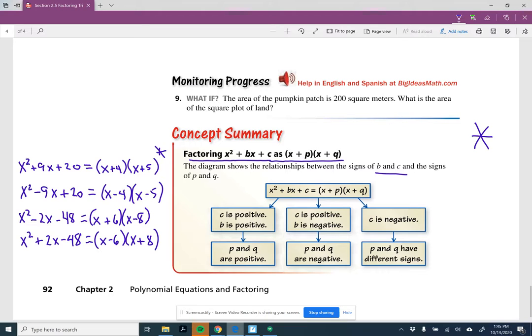If c is positive and b is negative, then both of the binomials have a subtraction sign in the middle. That's what that is saying. Or the numbers p and q that we find are both negative. If c is negative, like in either one of these last two cases, c is negative 48 in both of them, then the factors have opposite signs. We have one that's positive and one that's negative.